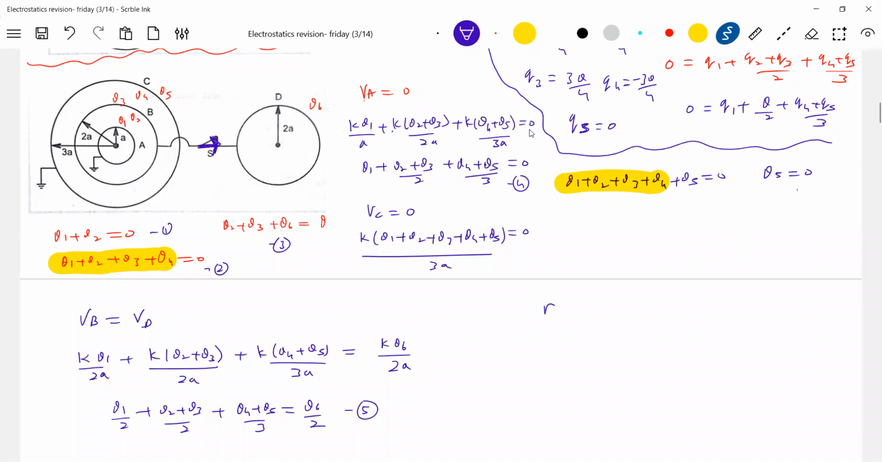Substituting, I'll do one thing: put 4 in 5. So Q1 by 2 minus Q1 equals Q6 by 2. So this is equation 6, you write it. So this value of Q6, I'll substitute in 3. So I will get Q1 and Q2. We can write them in terms of Q3.